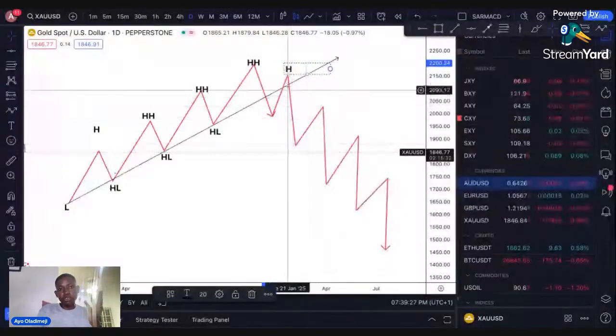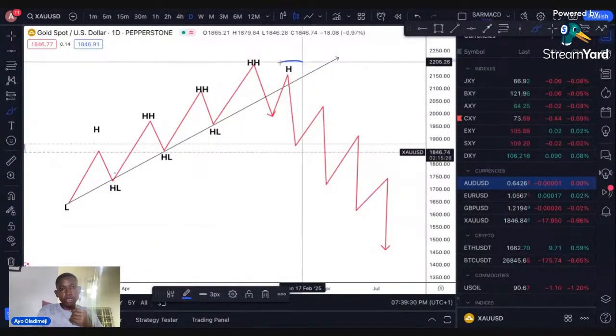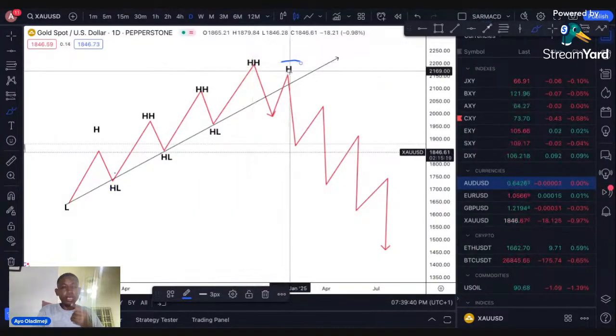Okay. So as I was saying, we have this high here. And why is this a high? Because this high did not break this high. So that's why it is a high. Okay, we call it a high.